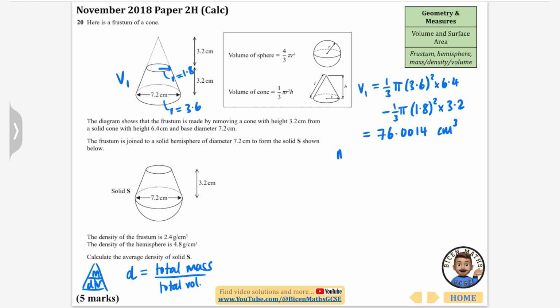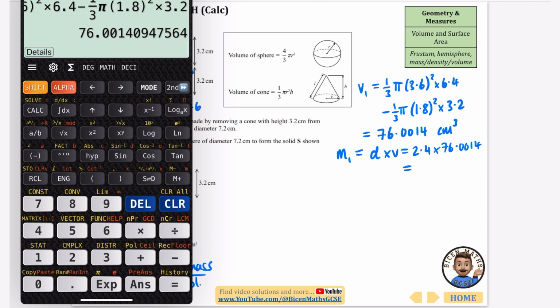Now, while I'm at it, I'm going to need to find out what the total mass is. So I'm also going to find the mass of this first object, M1. And M1 is found by doing the density multiplied by the volume. We've got that the density is 2.4. So because it's going to be the density times by the volume, I'm going to do the 2.4 multiplied by my 76.0014 so I can get what the mass is. So I've already got that stored in my calculator, so if I times it by 2.4, I get that the mass is 182.40. That's going to be enough for me to do there.